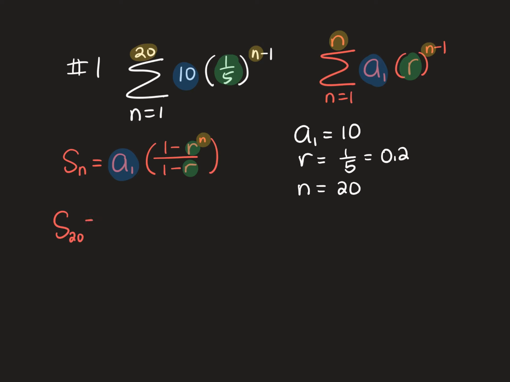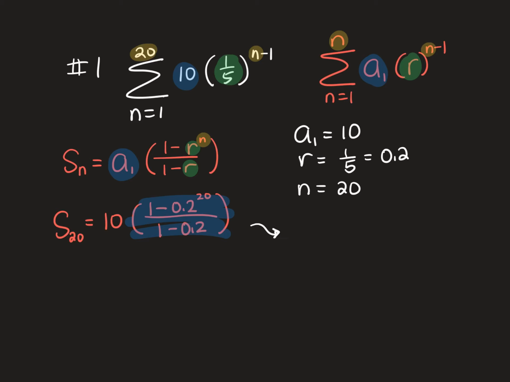So s sub 20 equals 10 times 1 minus, you can write it as 1/5 or 0.2, it does not matter. I know how much you guys love fractions, so we'll write it as 0.2, raised to the 20th power over 1 minus 0.2. And that was when you would use your calculator. Guys, I would recommend that you try to type all of that fraction in as one thing on your calculator, but if you do it, be really careful.